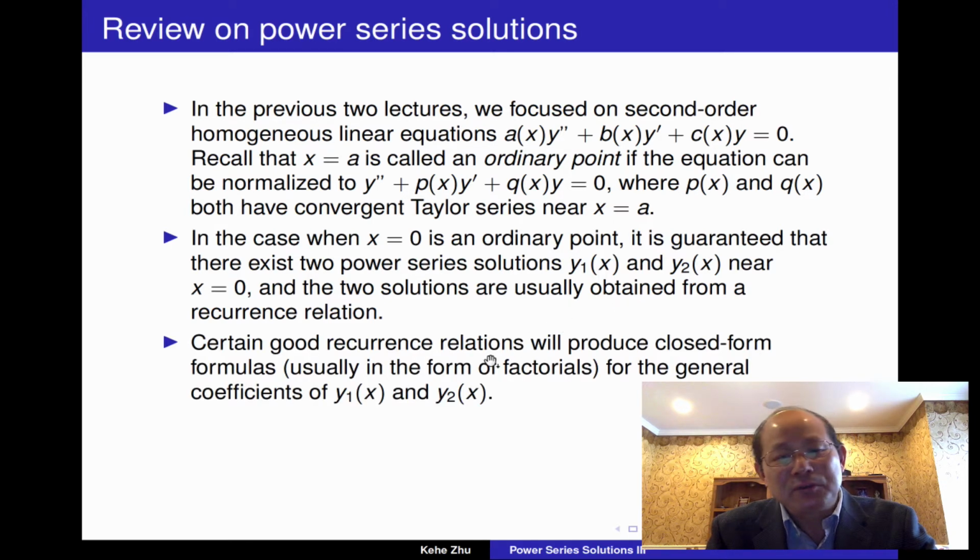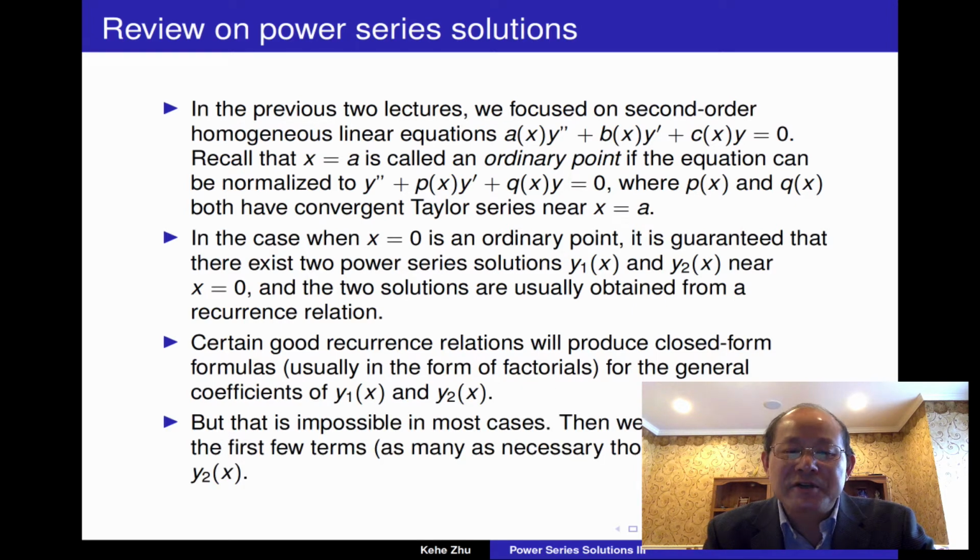Certain recurrence relations are good enough so that you can use them to actually get closed form formulas for the coefficients of y1(x) and y2(x). And when this is possible, usually the closed form formulas for the coefficients will involve factorials. But in most cases, you realize this is not possible. It's not possible to have closed form formulas for the coefficients.